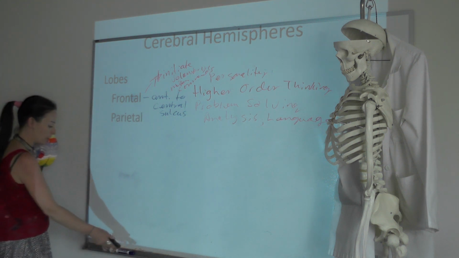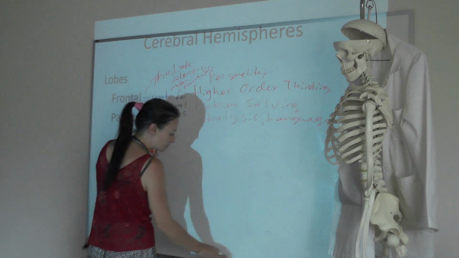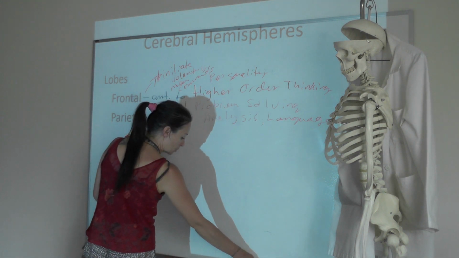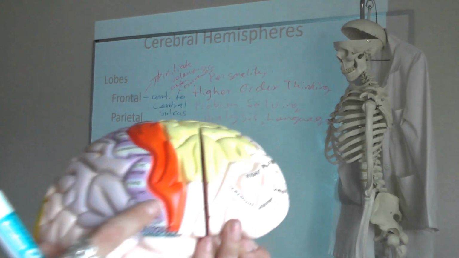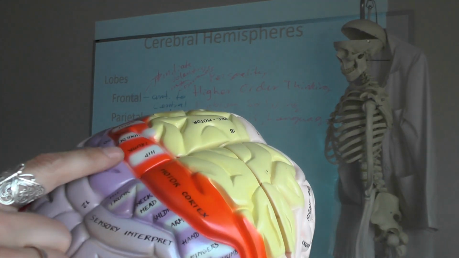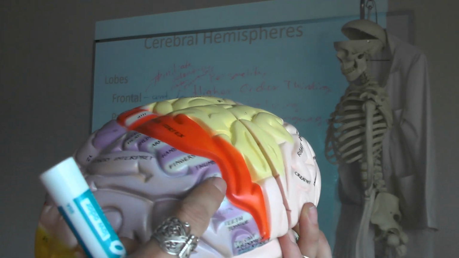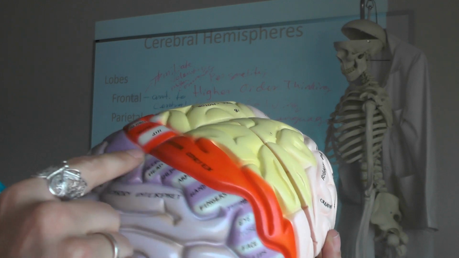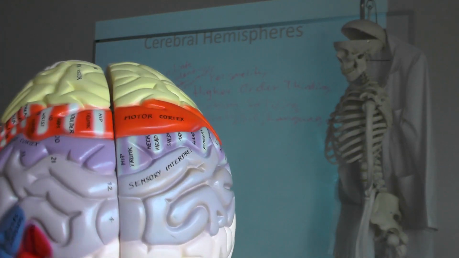Next lobe, posterior to that central sulcus, we have our parietal lobes. And so this postcentral gyrus is what we call the primary somatosensory cortex. So your general senses from your body are being processed here in your somatosensory cortex. Your special senses are going all over the place, we'll talk about in a minute.